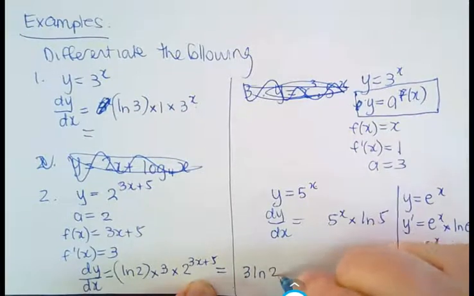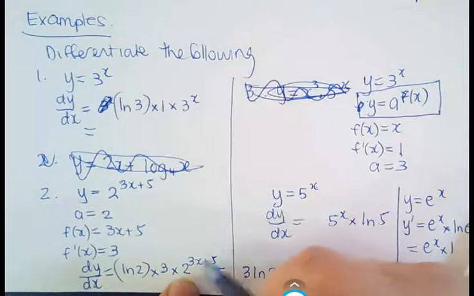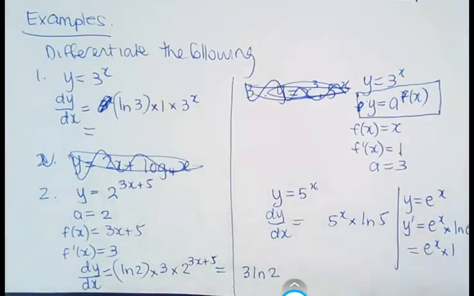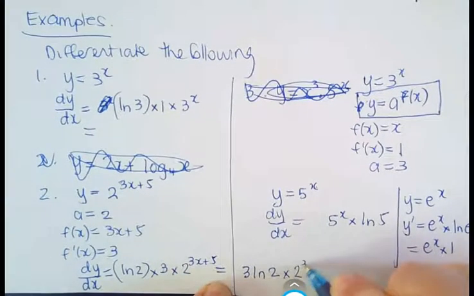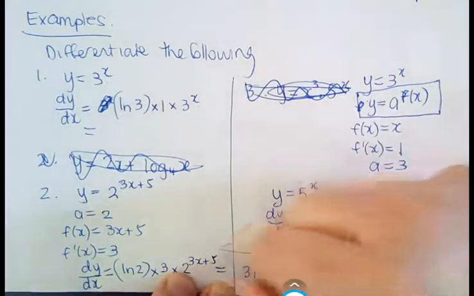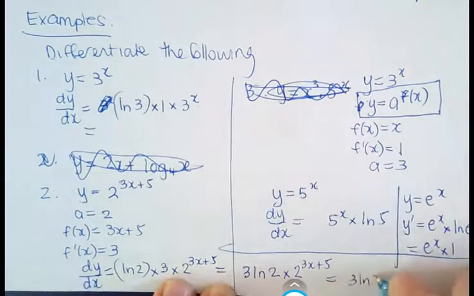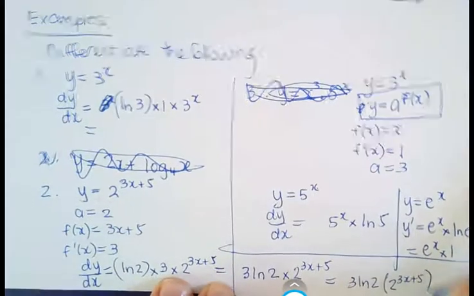3 ln 2. Yeah? You can't do 3 times 2 is 6 because this is 2 to the power of something. It's not just an ordinary 2 just sitting there. So the 3 would go to the front. So we've got 3 ln 2 times 2 to the power of 3x plus 5. Or you could see that written with a bracket. So it would be 3 ln 2 bracket 2 to the power of 3x plus 5.